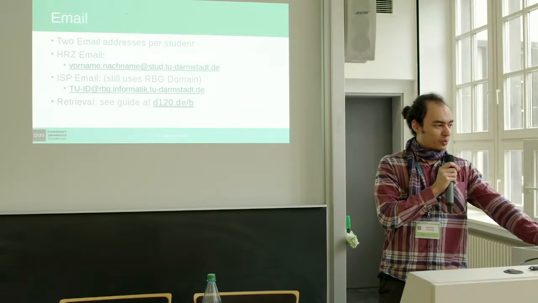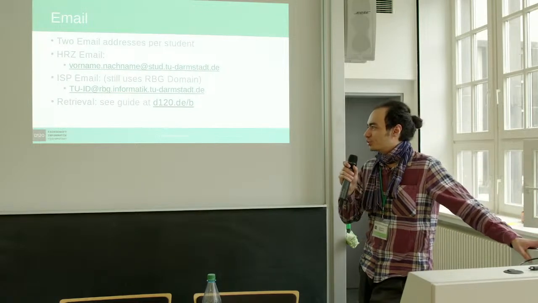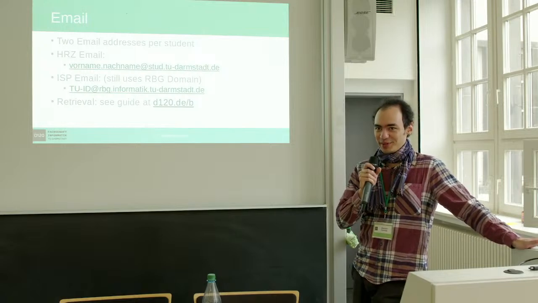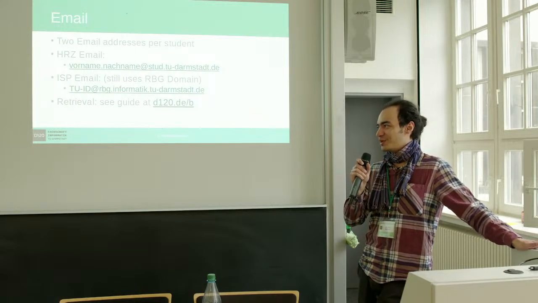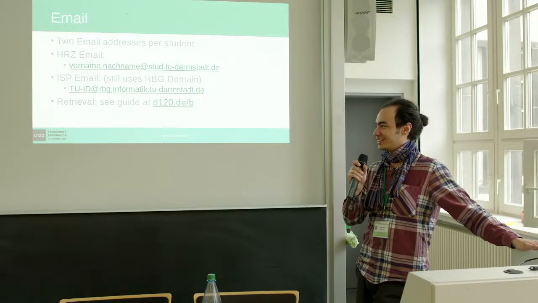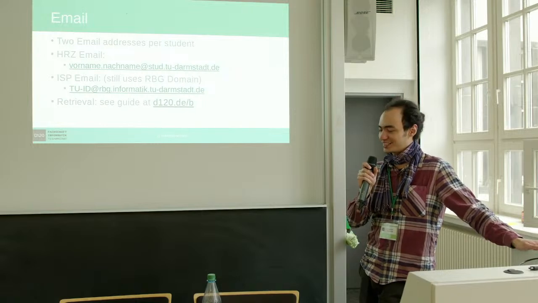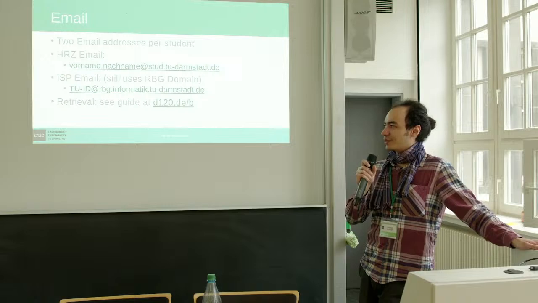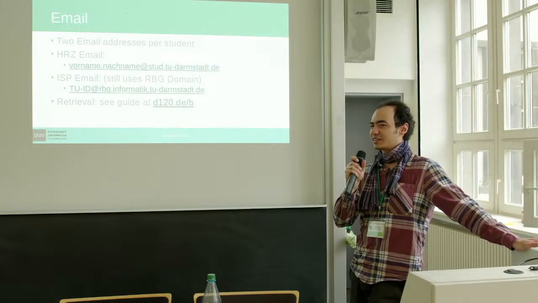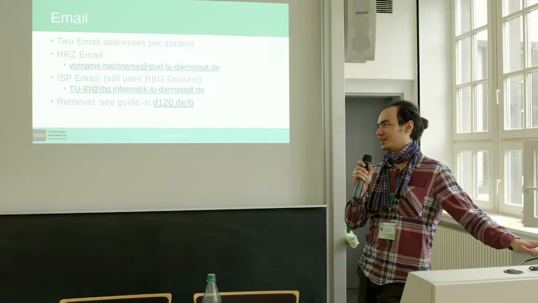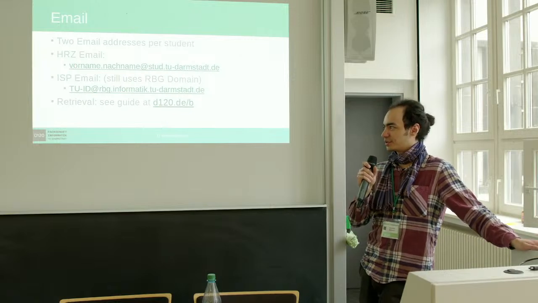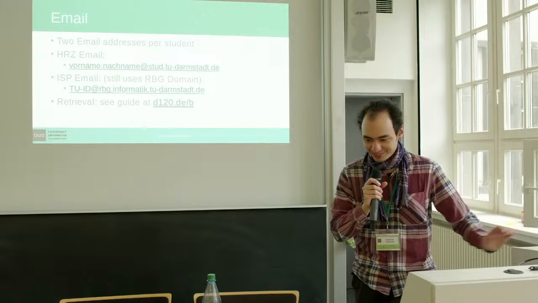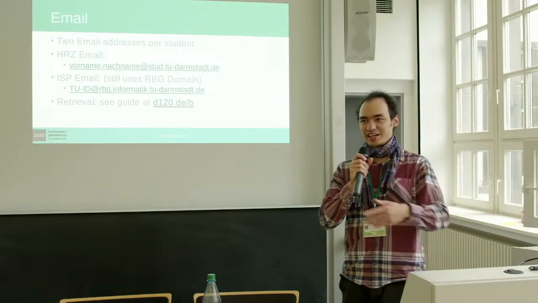So with two accounts also come two emails. The HRZ email is the main email you need, and the ISP email is not that important. I don't know if you can even send emails from that email account. I don't think so. But the ISP email is still used for announcements, so maybe useful to set that up. And to access these emails, we have again the guide /a/b.